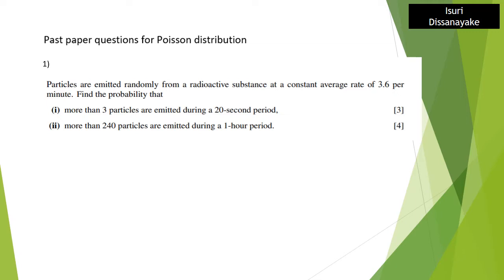So firstly, I will answer the first part of this question. When you look into this question, the first thing that I consider here is the unit interval. Because in the question, the average is given for 1 minute, but the first part of the question refers to a 20-second period. I will use a bit of proportions. So 1 minute it's 3.6 particles, 20 seconds it's 1.2 particles: 3.6 divided by 60 multiplied by 20.